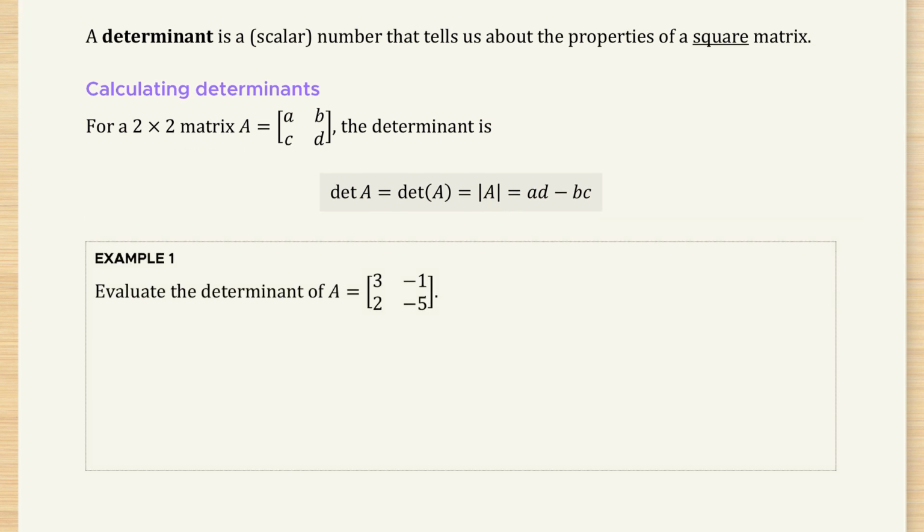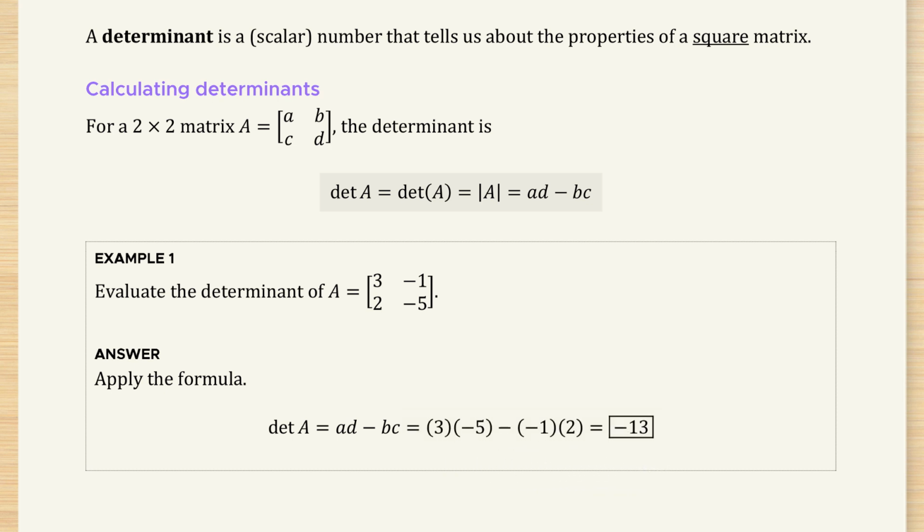Suppose we have the matrix A as [3, -1; 2, -5]. The determinant is simply ad minus bc: 3 times -5 minus -1 times 2, which is -13.